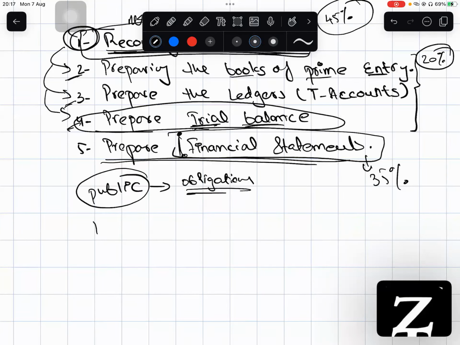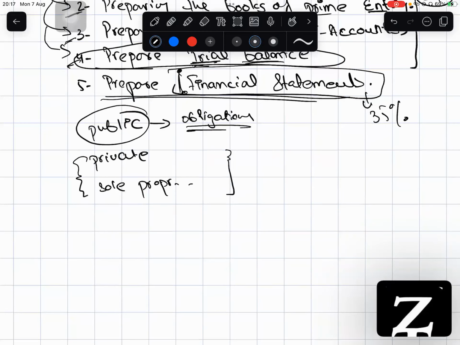But companies which are private, or single owner companies, which are called sole proprietorships, don't have to prepare financial statements, but they do prepare them in order to get an idea of how their business is actually working. So what basically are financial statements?